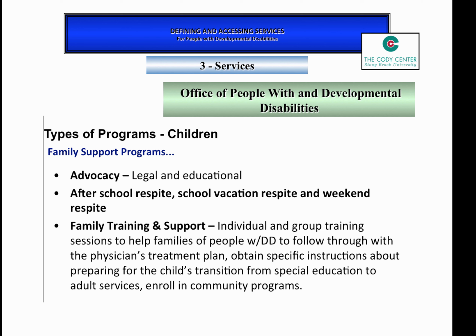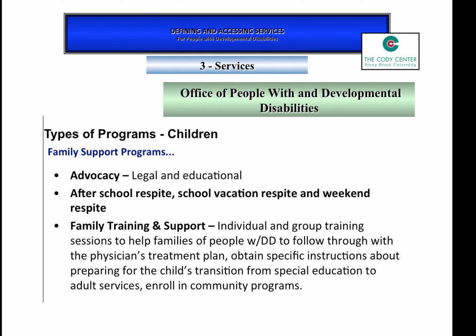Some additional types of programs for children. There are family support programs through the Office of People with Developmental Disabilities. Some are for advocacy. If a child is having trouble getting their educational program to work for them, to provide educational benefit as defined under IDEA, they can get some advocacy help through OPWDD.